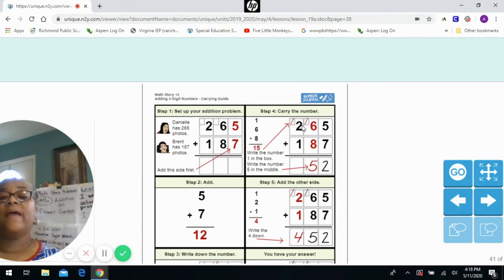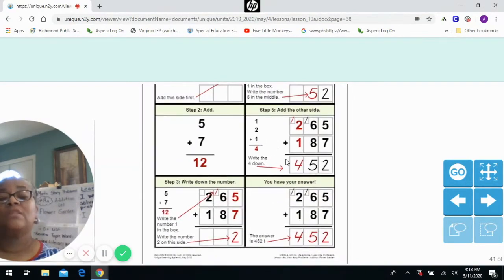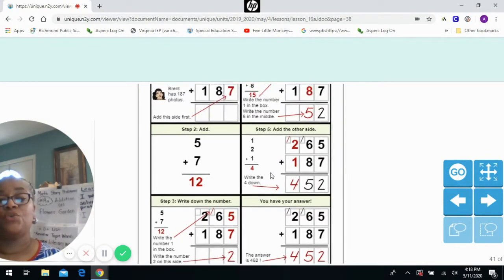So now we have to add all of these. It's 1 plus 2 plus 1, which is what? It is 4. So we write the 4 down here. So now the number is 452. Nope, don't say "and." Don't say "four hundred and fifty-two." We're going to say 452. So now that's your answer: 452.